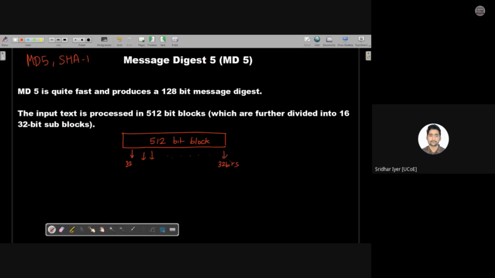Digest means the same thing, right? You must have read a comics digest. The size of the comics is big, the size of the digest is small. The same thing is what we are doing in the case of this algorithm. Fine. So you can compare like this: the message size is 512-bit blocks, and the digest which you are getting is 128 bits.